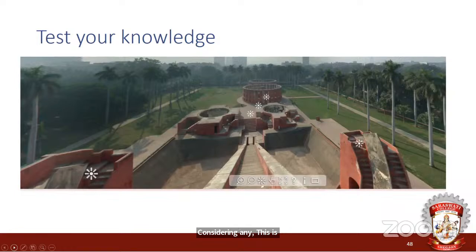Can somebody identify what this is? This time I am definitely testing your knowledge. I'll show you one more picture.